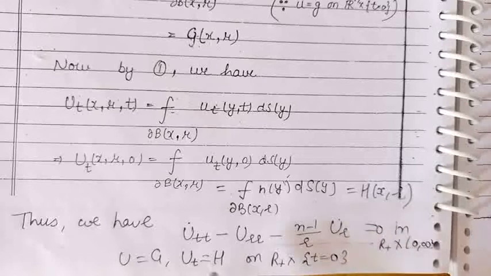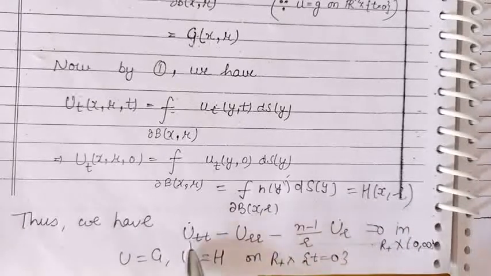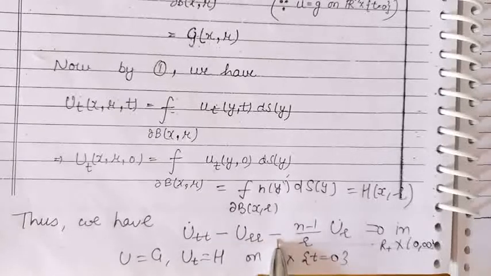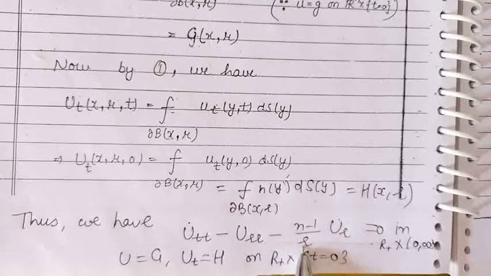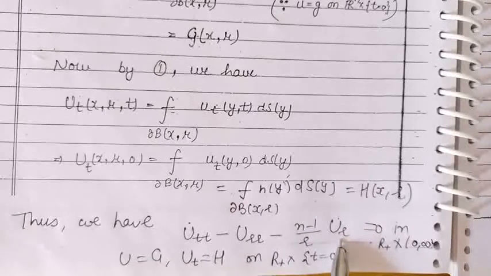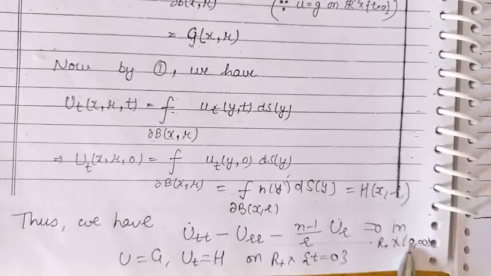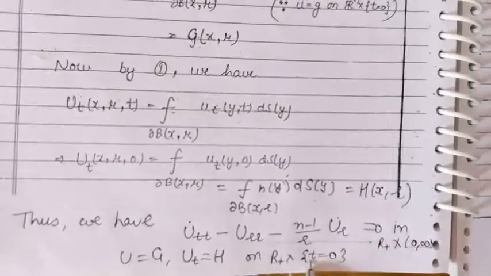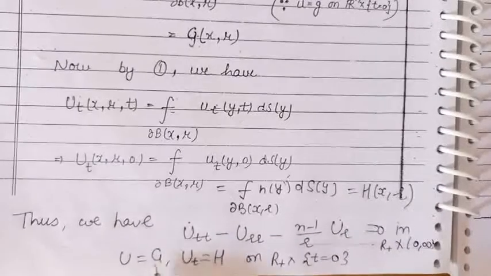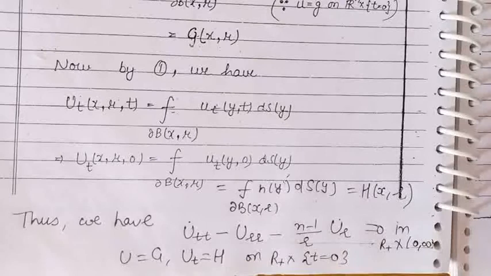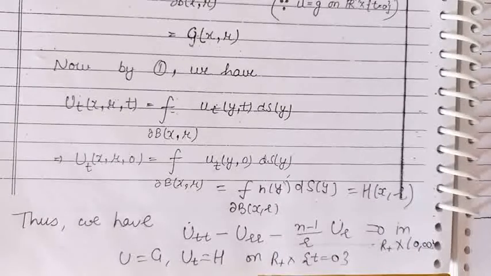So we have proved the Euler Poisson Darboux equation, ∂²U/∂t² minus ∂²U/∂r² minus (n minus 1) upon r into ∂U/∂r is equal to 0 in the space R plus cross semi-open interval, open interval 0 to infinity, with the initial conditions corresponding to time equal to 0, the value of capital U is g, and the value of its partial derivative with respect to time t is h. So this completes the topic Euler Poisson Darboux equation.